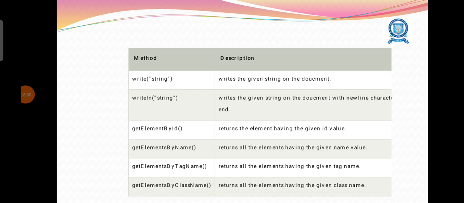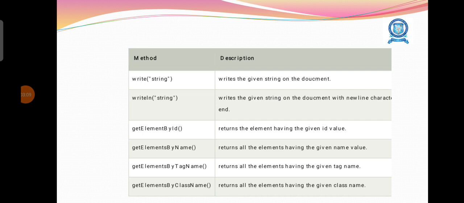Methods of document object. We can access and change the contents of the document by its methods. The important methods of the document object are write. Write is used to write the given string on the document. Then writeln is used to write the given string on the document with a new line character. Then getElementById returns the particular element having the particular id value.